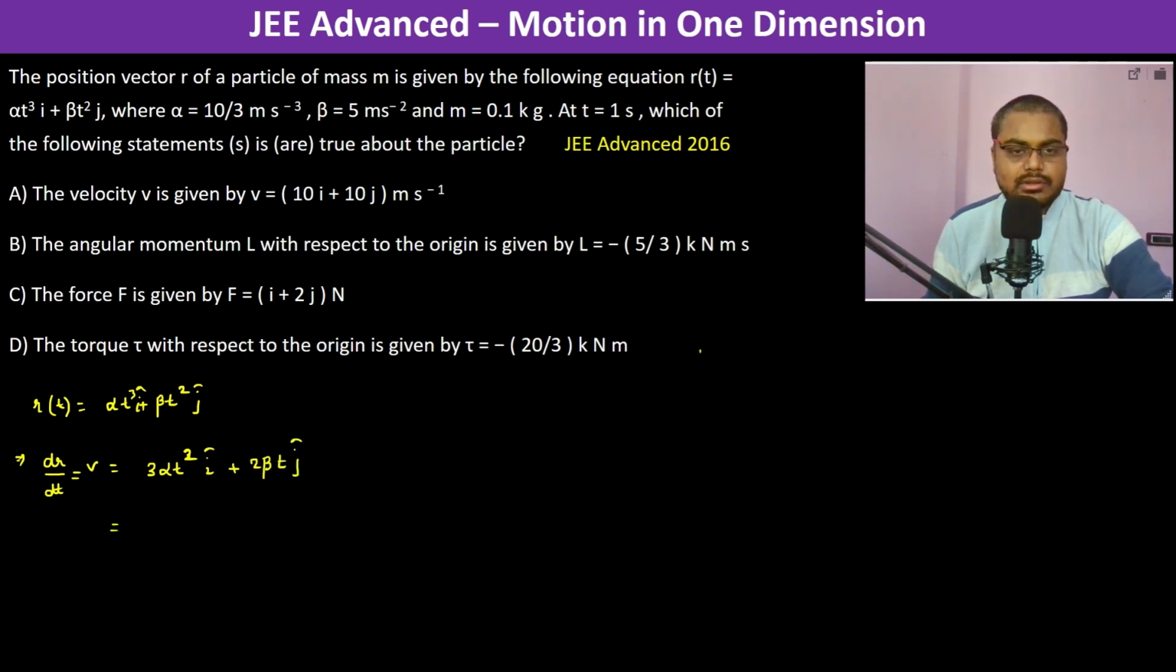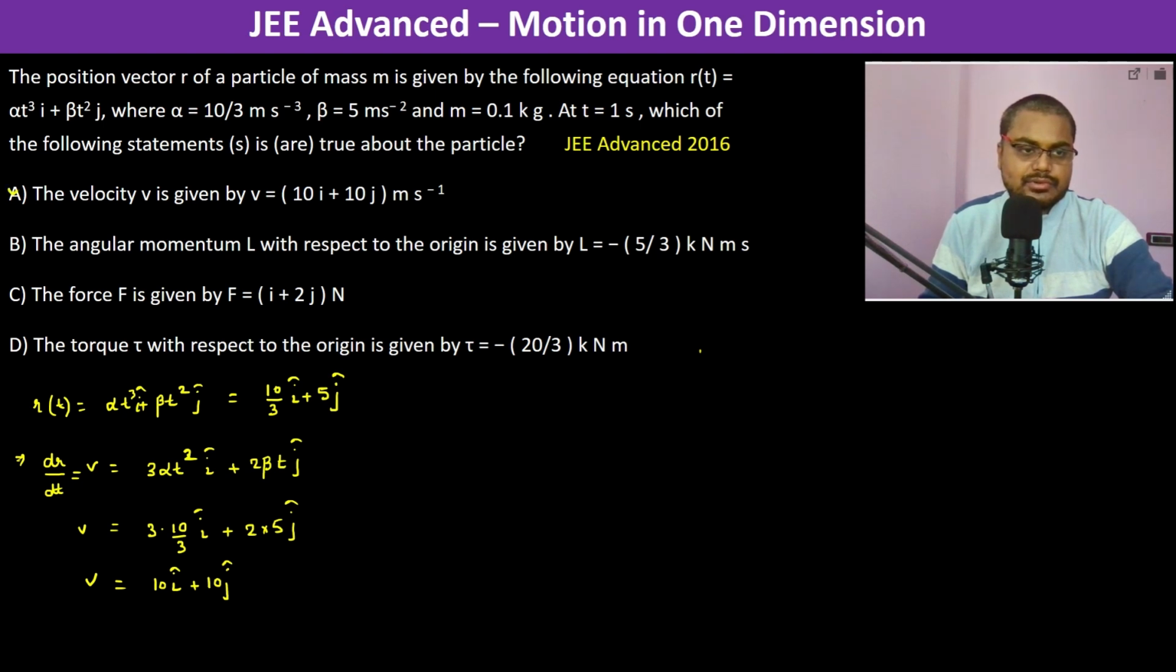which is 3 into 10 by 3 I cap plus 2 into 5 J cap, which is 10 I cap plus 10 J cap. This is the velocity at 1 second. R at 1 second is 10 by 3 I cap plus 5 J cap. So now the velocity is given by this, yes, that is true.